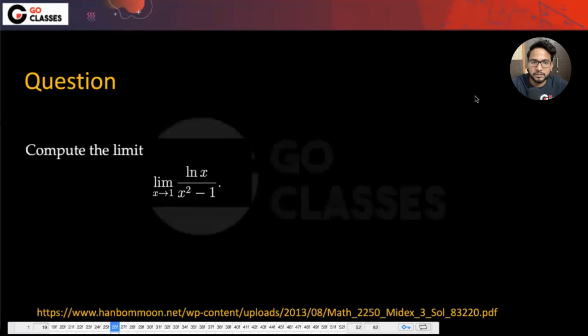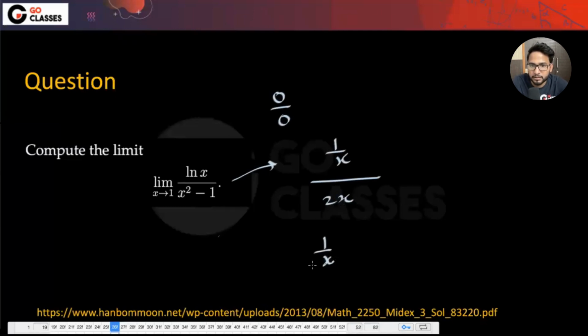Now let's just solve this. This question is again 0 by 0, so you can apply L'Hopital, right? You can apply L'Hopital. This is 0 by 0. So this is 1 upon x divided by 2x, which means 1 upon x, 1 upon 2x square. Now this is 1 upon 2.